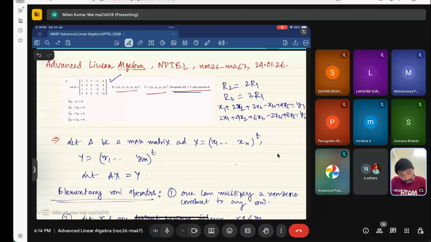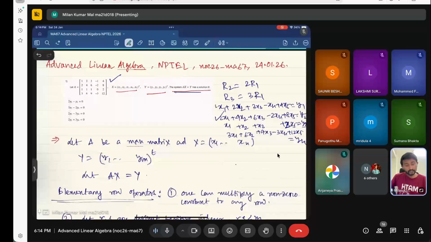The third equation is x1 plus x2 plus x3 plus 0x4 plus 2x5 is equal to y3, and the fourth equation is 3x1 plus 6x2 plus 9x3 minus 3x4 plus 12x5 is equal to y4. These are the four equations. If you look carefully, as I have said, the second equation is 2 times the first equation. Therefore, from here we can say that 2y1 has to be equal to y2. Okay, and another equation is actually 3 times the first equation.